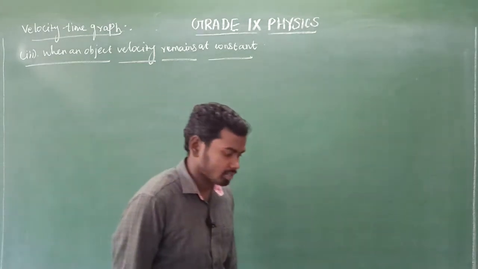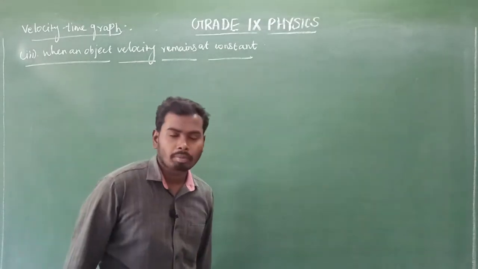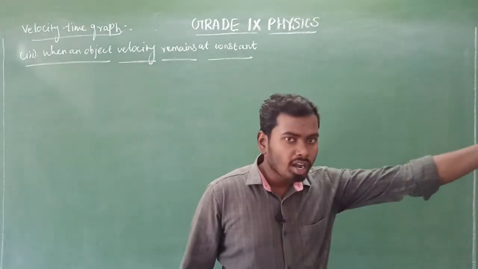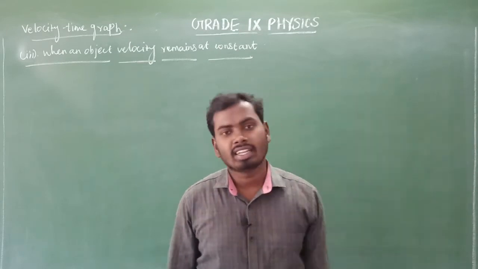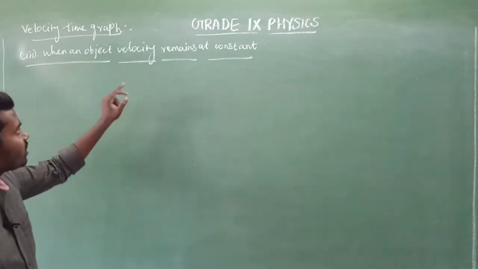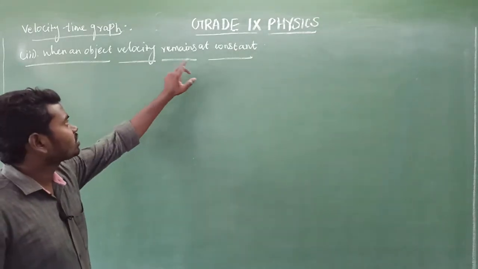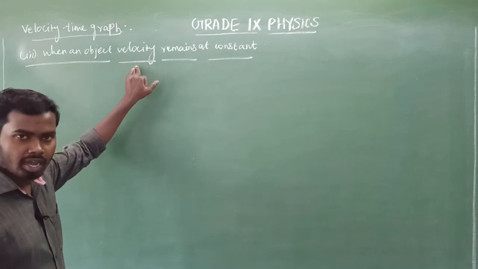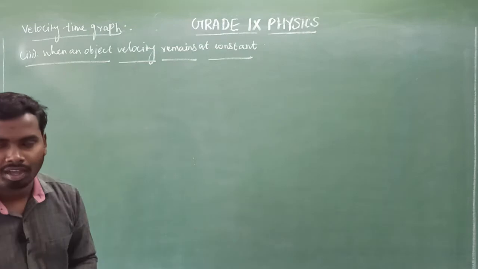Is that clear? So already you know what constant is. Constant means nothing but there will not be any change. Here there is no change in the velocity of the object, that is constant. There is no change in the velocity of the object, that is called constant. Is there any doubt?